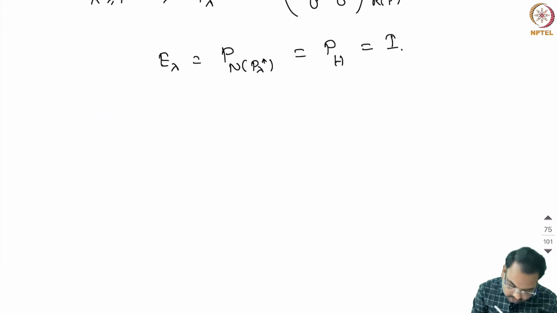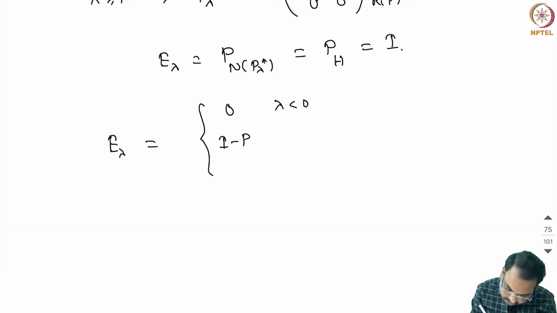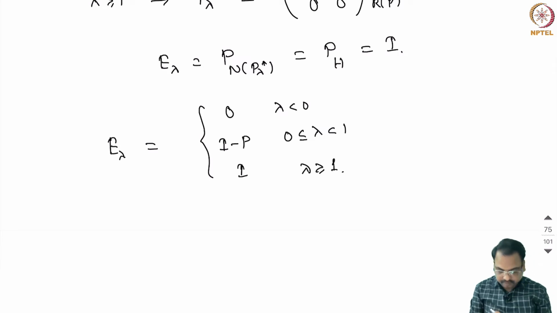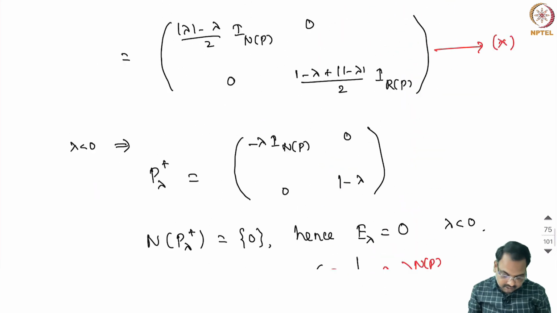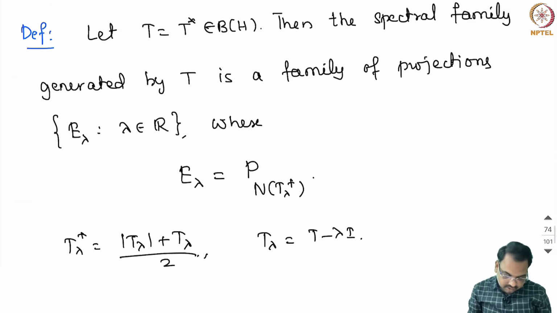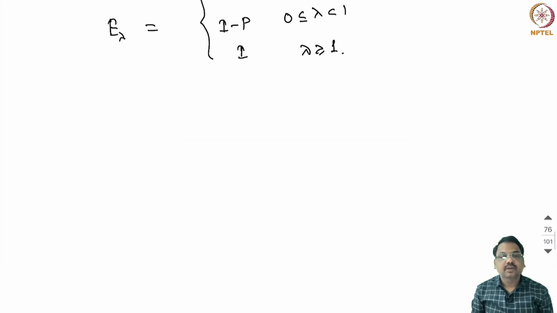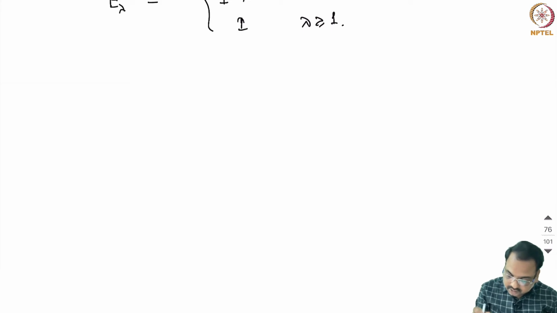So in conclusion, E lambda is 0 when lambda is less than 0, I minus P when 0 is less than or equal to lambda less than 1, and identity when lambda is bigger than or equal to 1. So this is the spectral family generated by an orthogonal projection. Let us look at some important properties of the spectral family generated by a self-adjoint operator. Let us write it as a lemma.